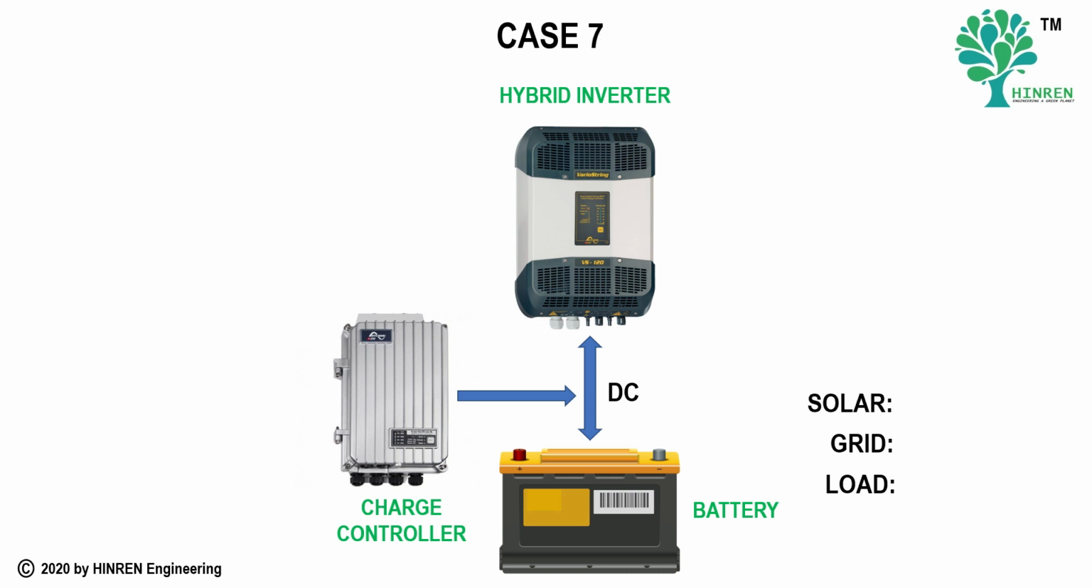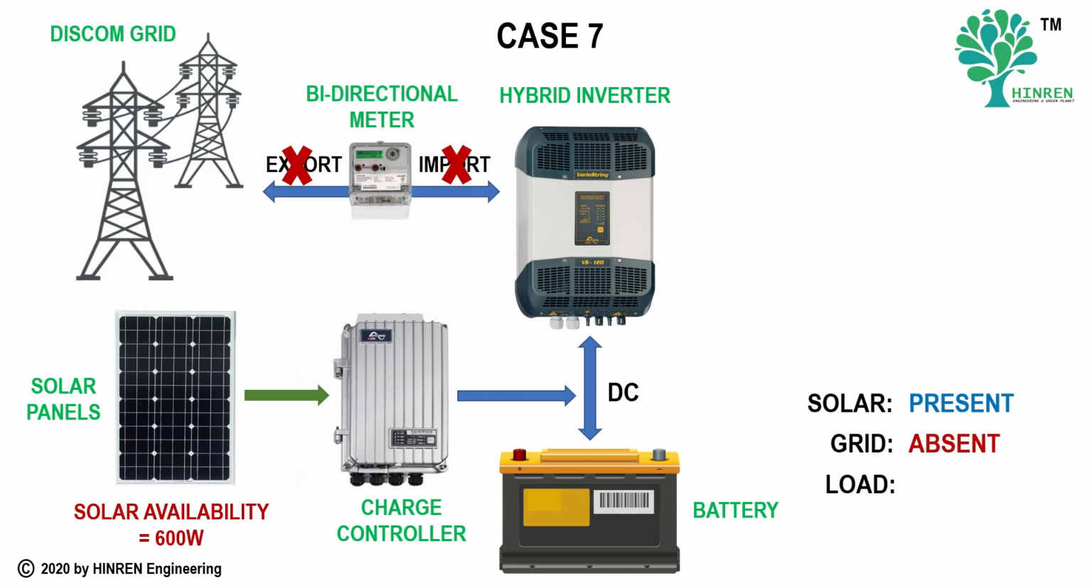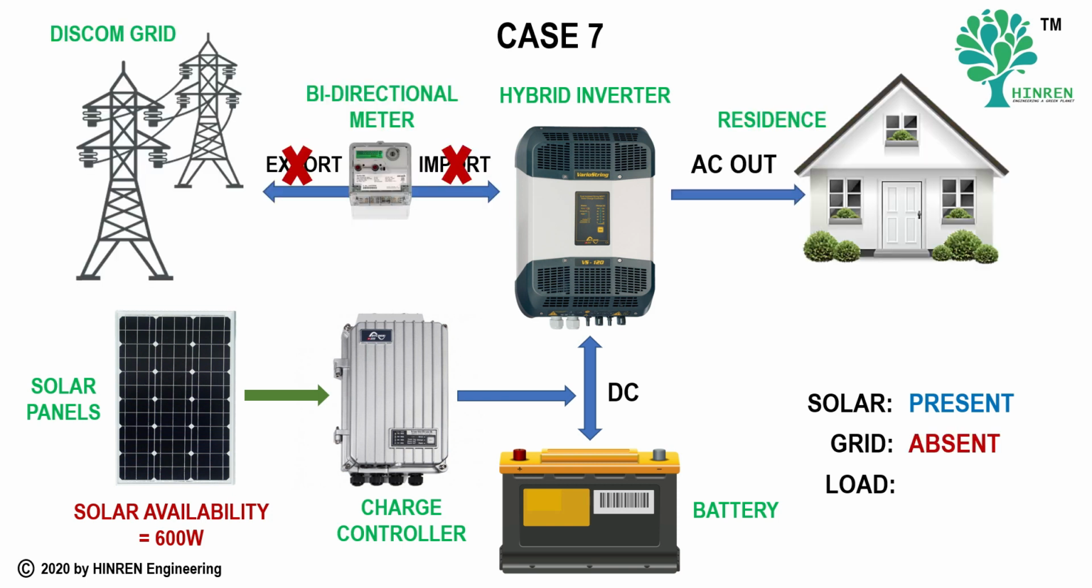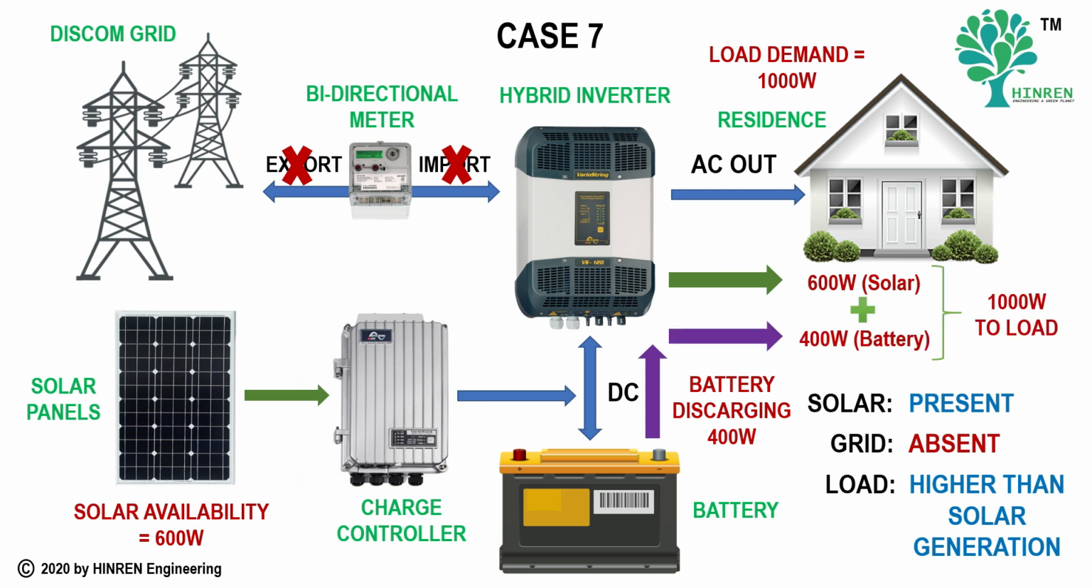Now we come to case 7. In case 7, we have solar available. We have grid absent, that is, there is a power shutdown and the load is higher than the solar generation. Say the demand is 1000 watts and solar generation is about 600 watts. In this case, the 600 watts of solar is servicing the loads and the balance 400 watts is coming from the battery bank. So the entire demand of 1000 watts is met by the combination of 600 watts of solar and 400 watts of battery.